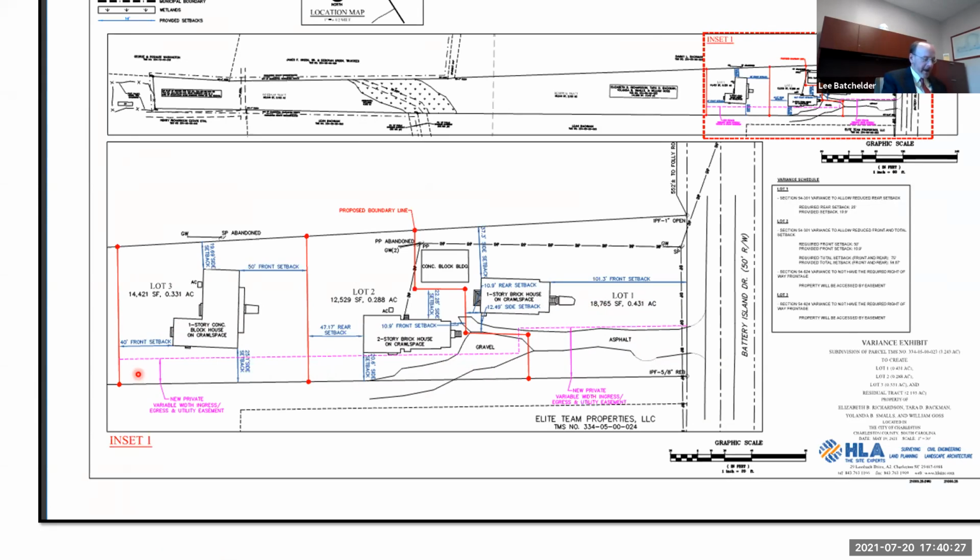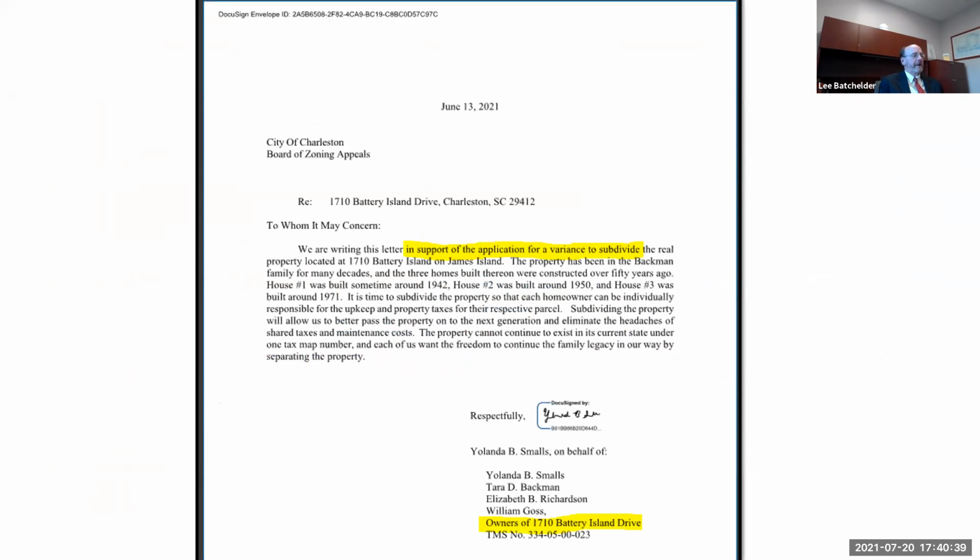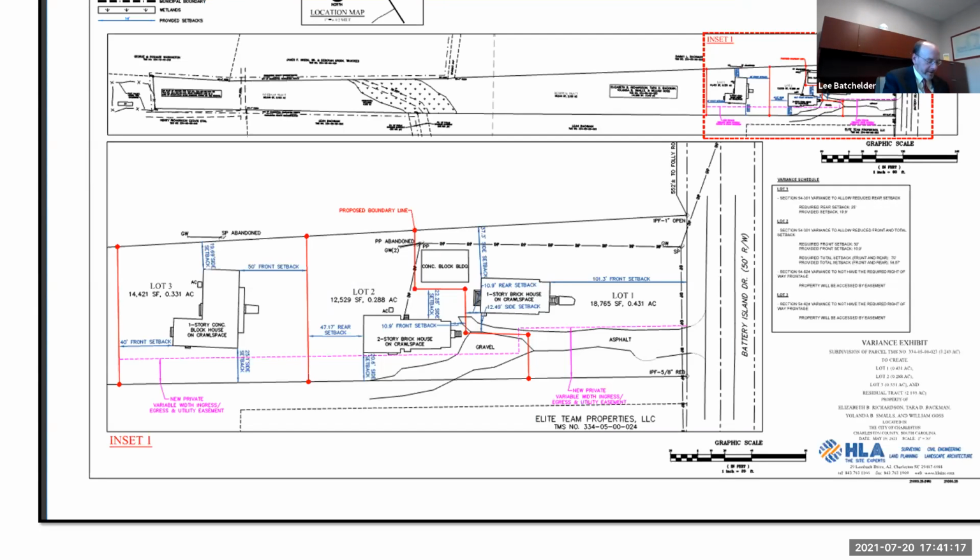But this is obviously a situation, it's unusual, exceptional, extraordinary, and the owners of the property have submitted a letter to explain that each one of these homes was built at different times. The front house, 1942, second house, 1950, third house built around 1971, and been in the Backman family for many years, many decades actually, and they just want to have each one of the occupants own their own home. So that makes perfect sense, and we've supported these requests in the past, and the board has approved them.